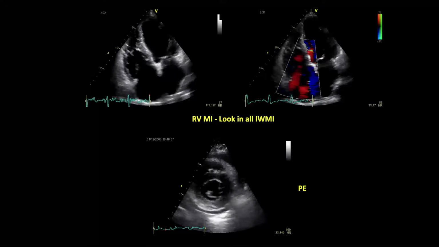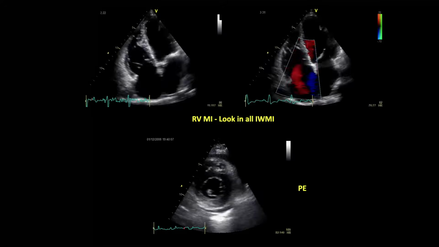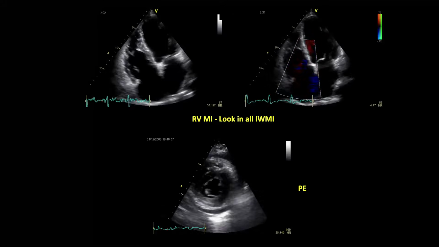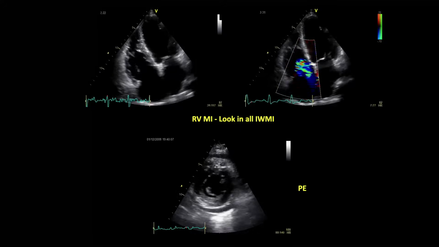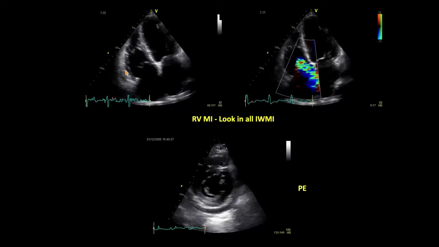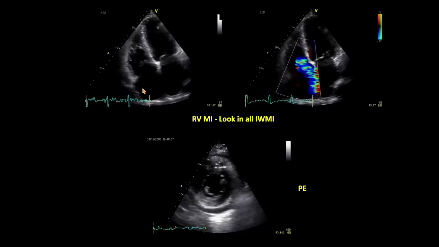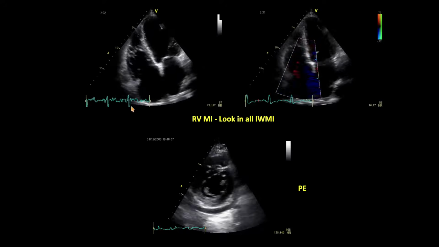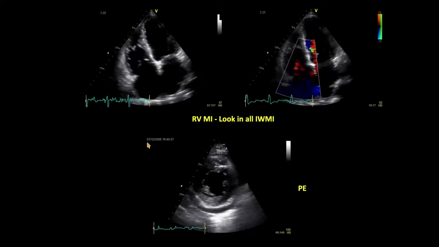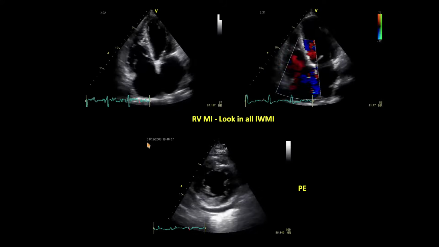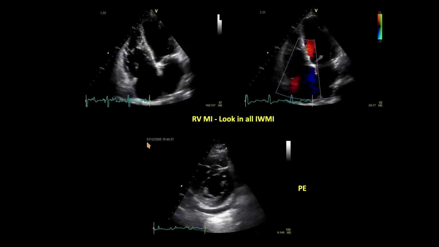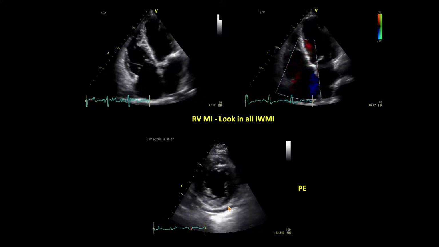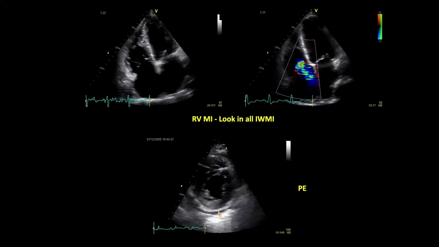Then you have inferior wall MIs. Inferior wall MIs, again, will come with a sudden drop in BP, and you can have ECG changes also. You can see that the RV is dilated here, the RV is not contracting, and then there'll be TR. So that is the inferior wall MI with RV MI. That again is an emergency which you have to identify and then get it across to the clinician.